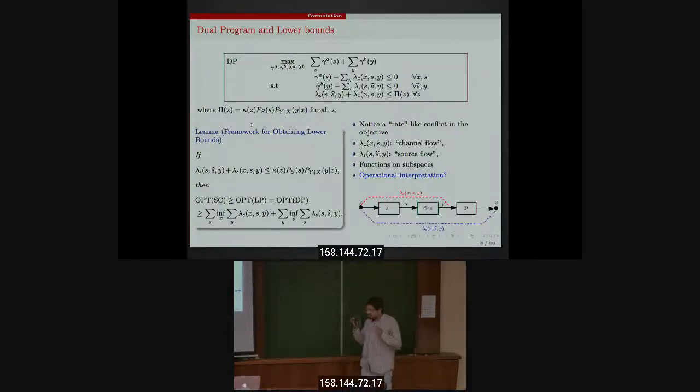Notice that these are functions on subspaces of the full space of S, X, Y, Z. Lambda c is a function of S, X, and Y. We call that a channel flow. Lambda s is a function of S, S hat, and Y. We call that the source flow. As of now, we have no operational interpretation for these, but we know how to work with them. Whatever they are, they are functions, and they have to satisfy this bottleneck. You find any pair of functions like this, you get a lower bound.